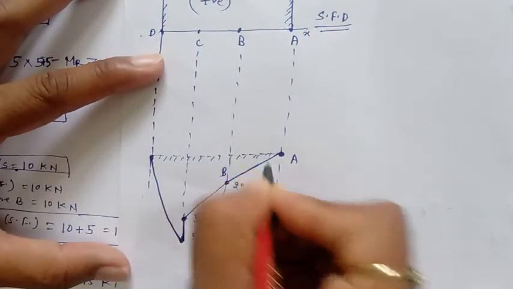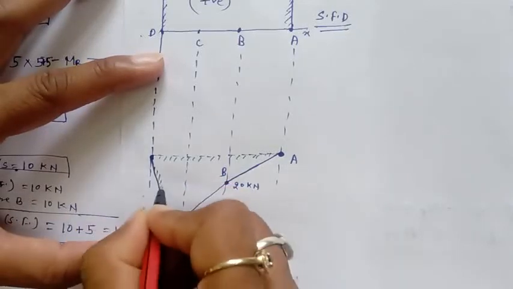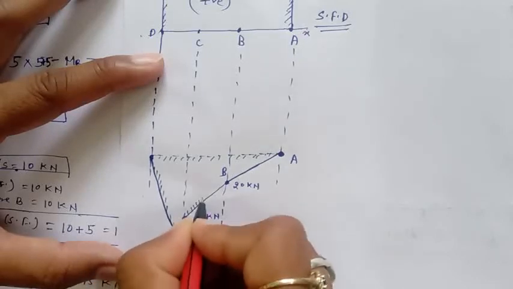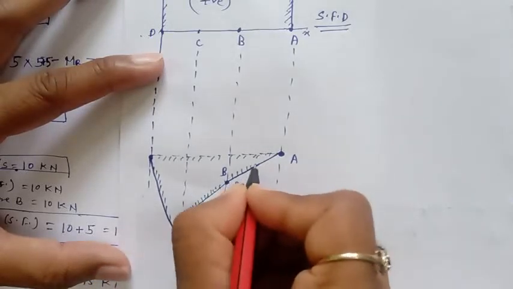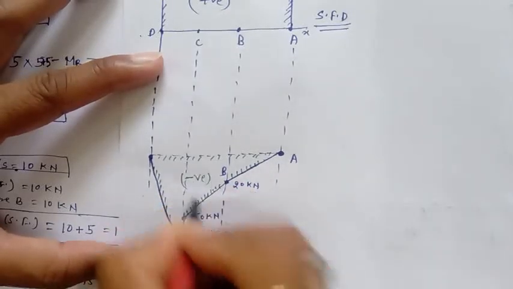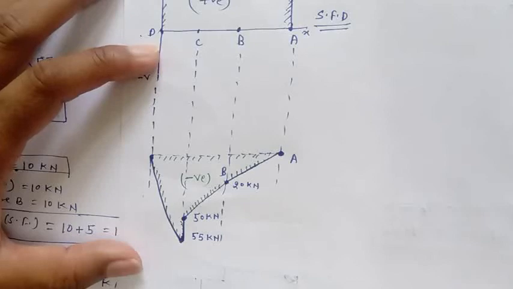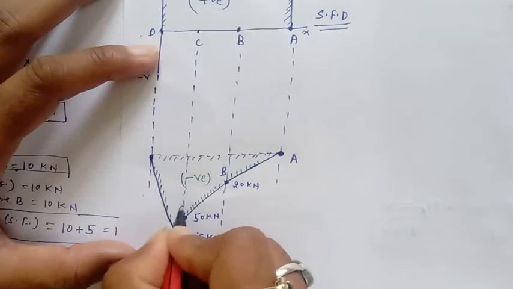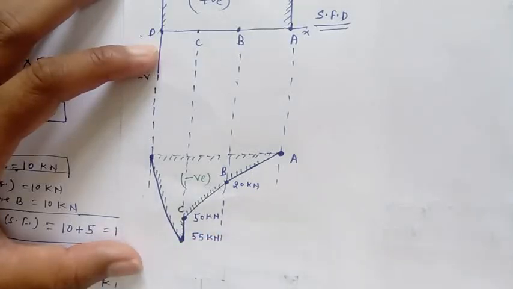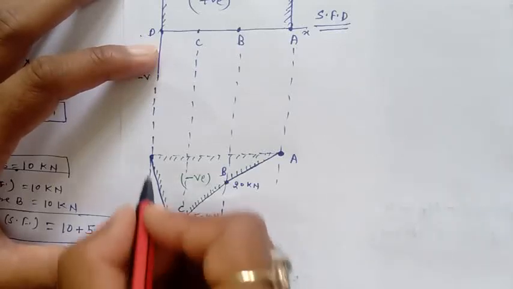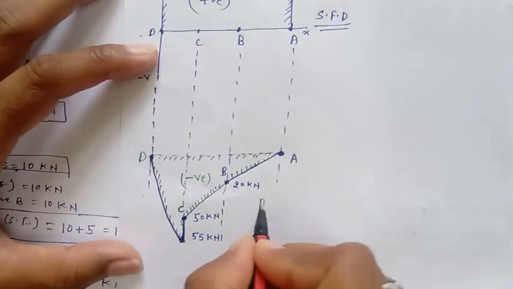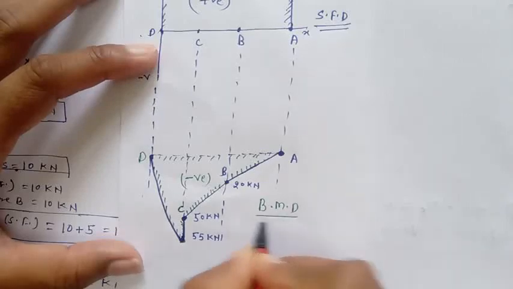Here you can draw like this. This is the negative side, so bending moment is there. So at A it's 0, at B it's 20 kilonewton, at C, this is the C point, it's 50 kilonewton, and suddenly at C, because of the couple, it changes and becomes 55 kilonewton, and at D it's 0 again. So this is the bending moment diagram for this particular problem.